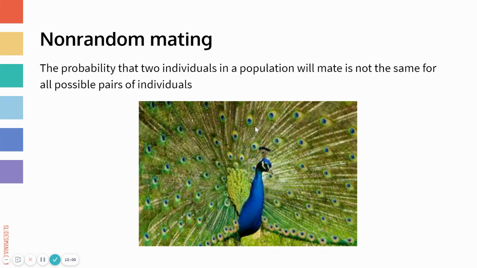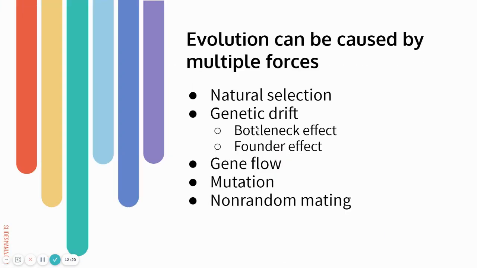So non-random mating is another form of selection, where the selection isn't necessarily for advantageous traits, but rather for traits that help attract a mate. Okay, so this is the end of this video. I'll go back to the first slide here. We talked about 5 different ways that evolution, or a change in allele frequency, can arise. We have natural selection, genetic drift, gene flow, mutation, and non-random mating. So yeah, I will talk to you guys soon.